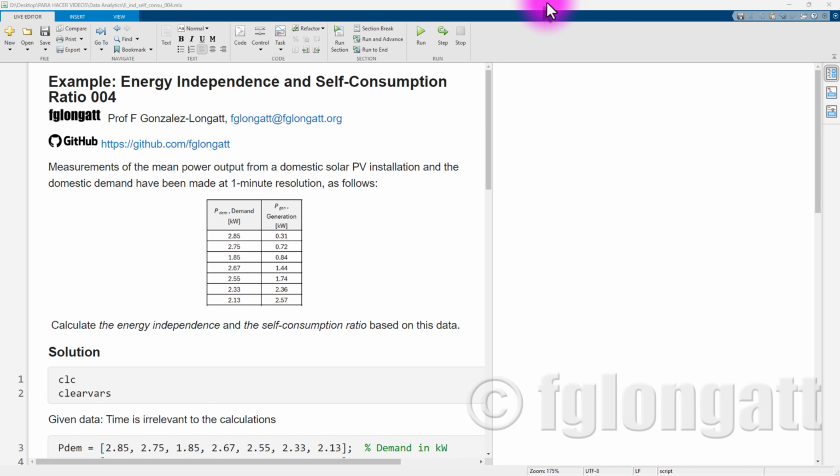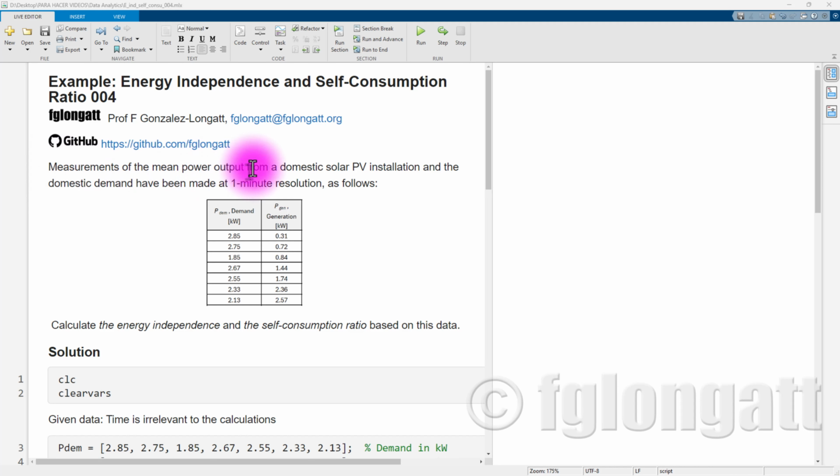So today we have here a very simple numerical problem that is related to calculating the energy independence and the self-consumption ratio. Those are two very well-known indicators when you have an installation. For instance, you have a domestic solar PV system and you want to understand how the generation profile is matching or not the power demand. So without further delay, let's read this very interesting statement over here.